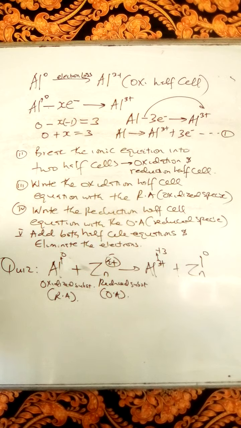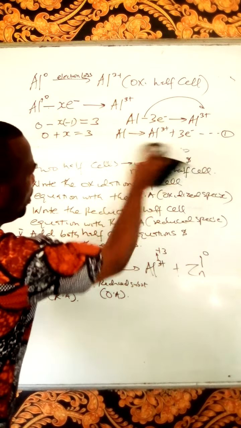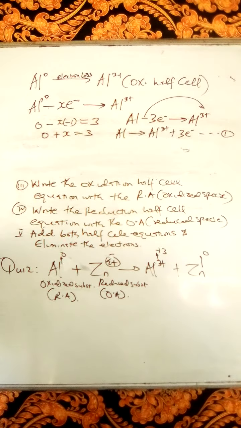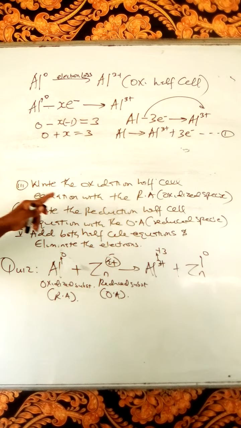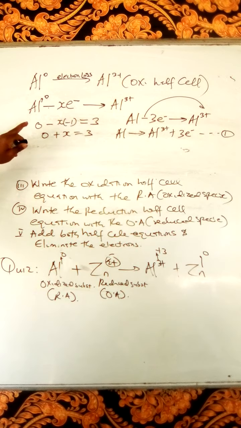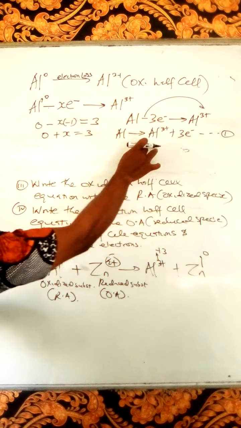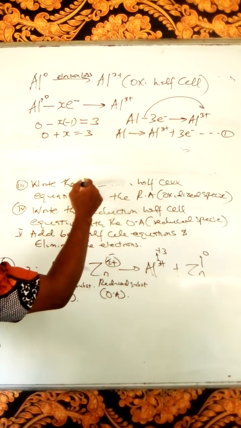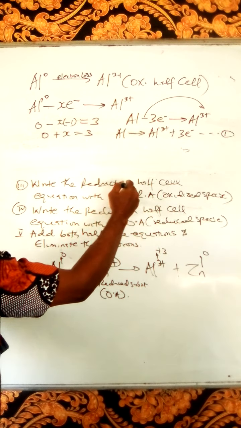Then we have done the second step. The third step is to write the reduction half cell. Okay, error here. The first one we wrote is the oxidation half cell. So we should be going to the writing of the reduction half cell. So this is the oxidation half cell, and we should go into the reduction half cell now.